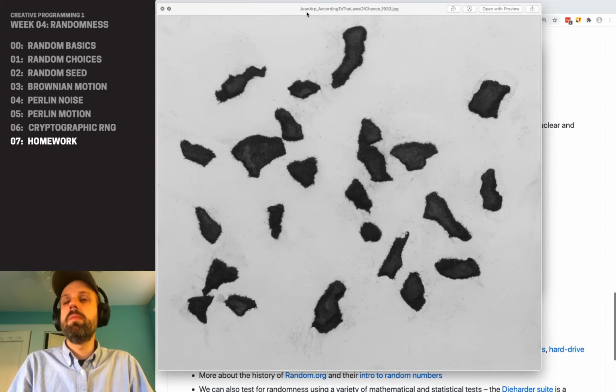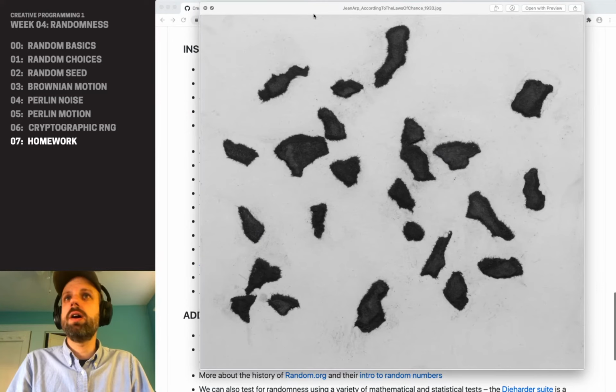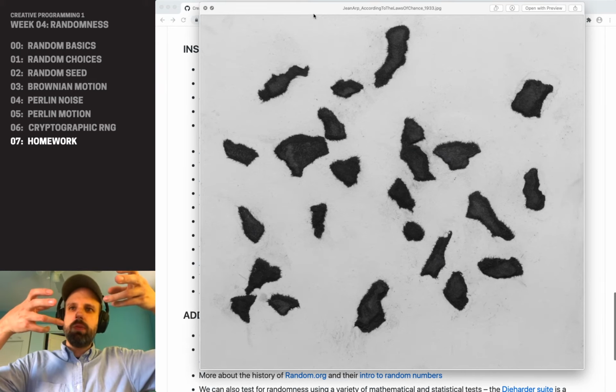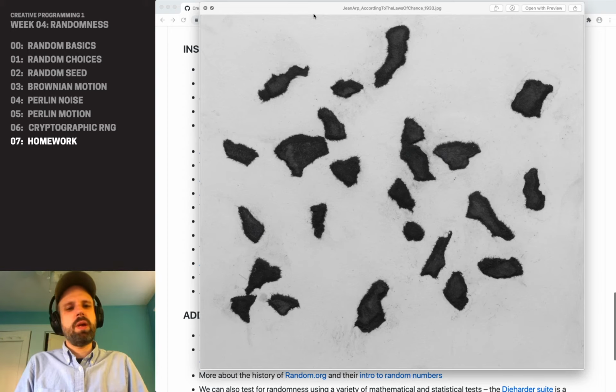This is from 1933. This is a piece by Jean Arp. It's called According to the Laws of Chance. And it's my understanding these are torn pieces of black paper that Jean Arp drops from up high. They land on this big piece of paper, and then they get glued down in this form.